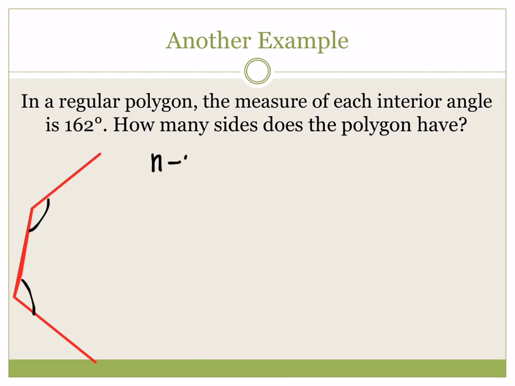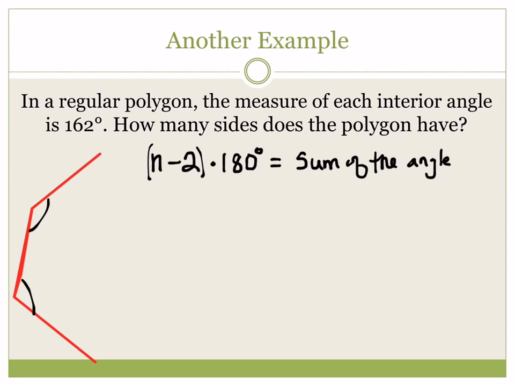The formula said that n minus 2 times 180 gave me what? Number of degrees. Okay, the number of degrees in what? Okay, so I'm going to call it the sum of the degrees. Is that okay? Or the sum of the angle measures. That's even better. Now, we do not know what n is. That's what we're trying to figure out, right? We don't know what n is.